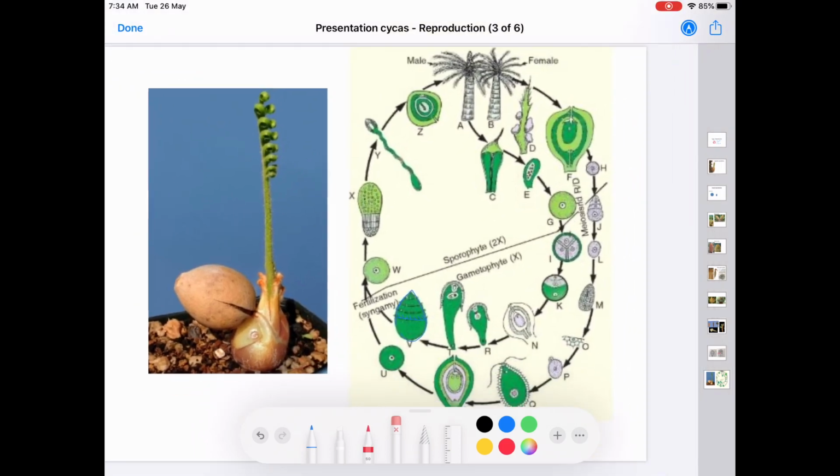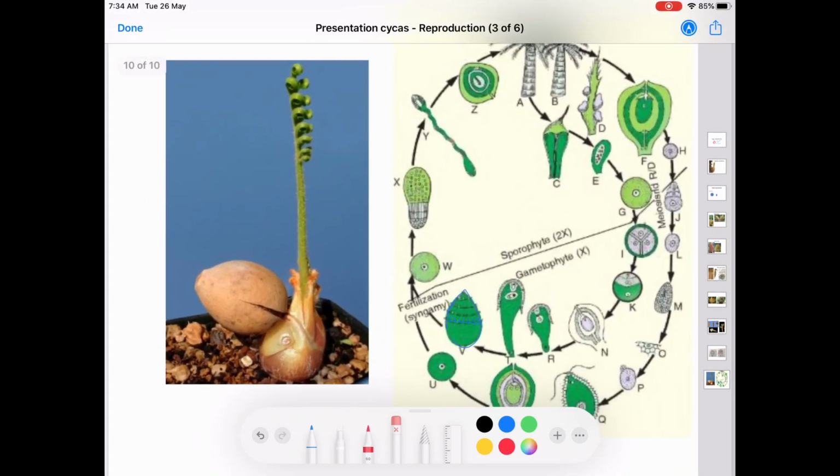Here you can see the life cycle of the cycas. I have mentioned in the morphological section that the cycas is sporophytic, that is, it is having diploid nucleus. The gametophytic portion is represented by the ovule and the microspores.